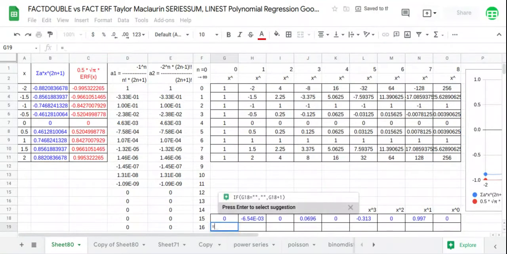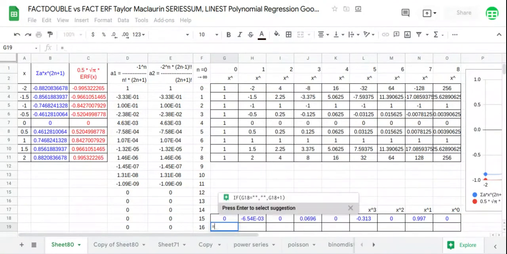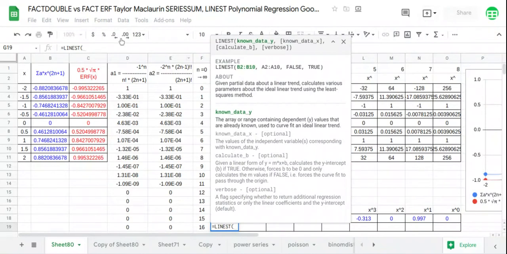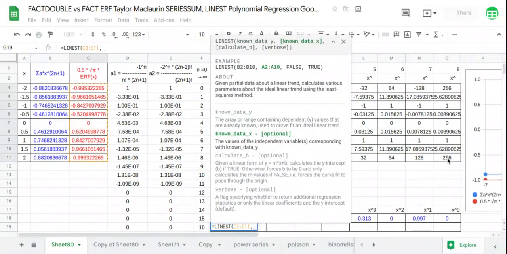And the formula, so array formula of LINEST, data y and data x.